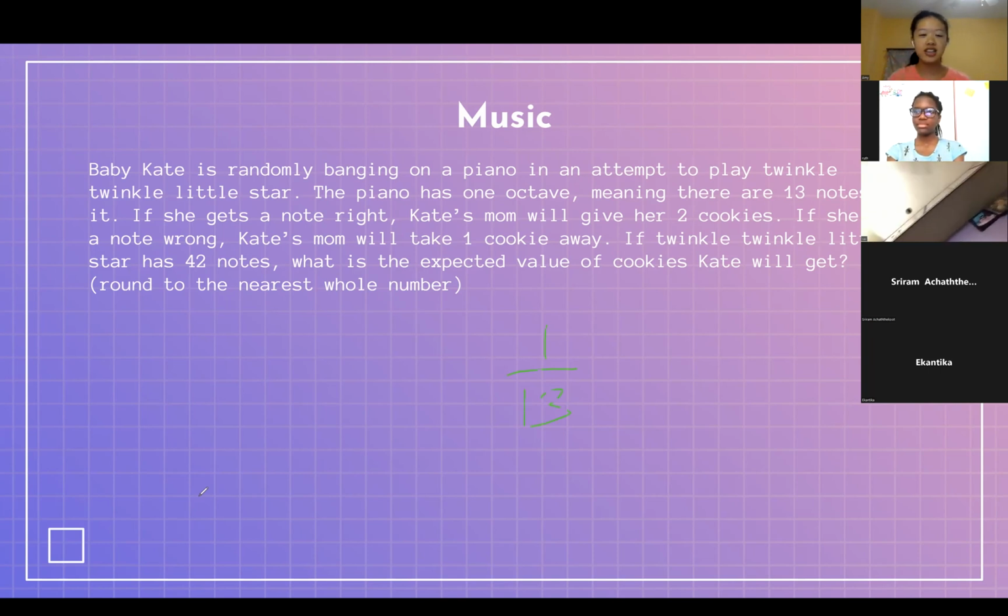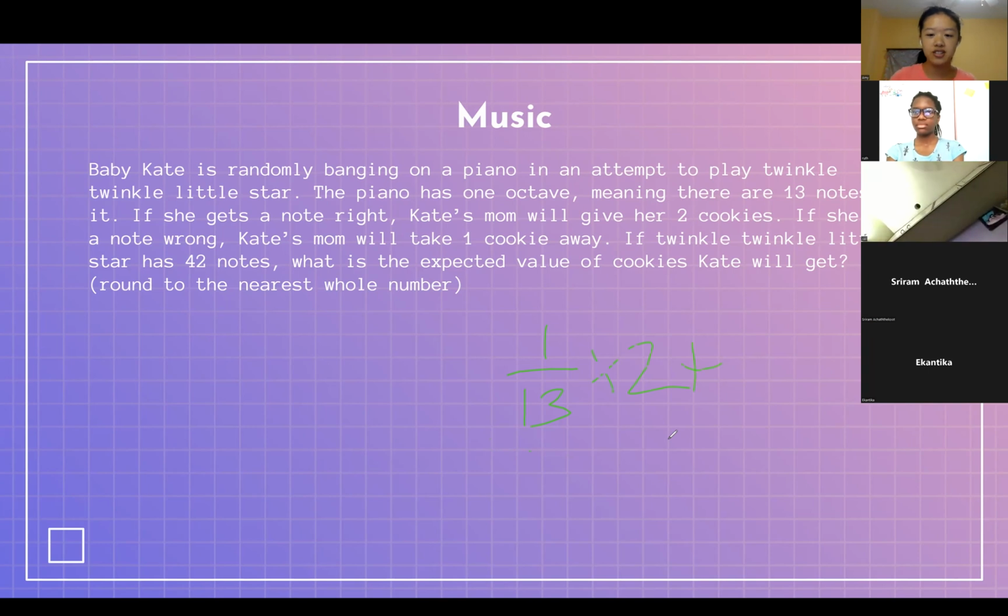In the event that they get the note correct, how many cookies will they get? 2, right? They'll get 2 cookies. When you're calculating expected value, you multiply the probability of them getting something by the thing that they're getting. So there's a 1/13 chance that they'll get 2 cookies, and you multiply that by 2 cookies.